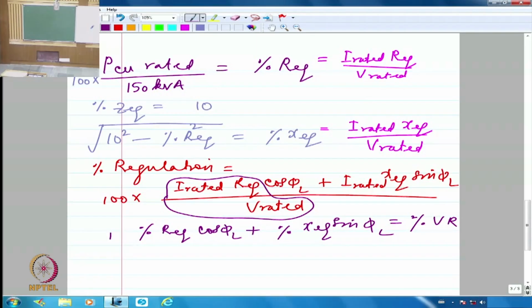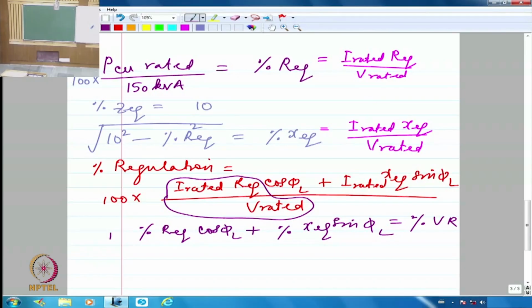So essentially I rated multiplied by R equivalent divided by V rated on the secondary side will be very much equal to I rated multiplied by R equivalent dash, if you may call it that, calculated from the primary side, divided by V rated on the primary side itself. So percentage calculation, if you do it from either side, will essentially cancel out with each other.